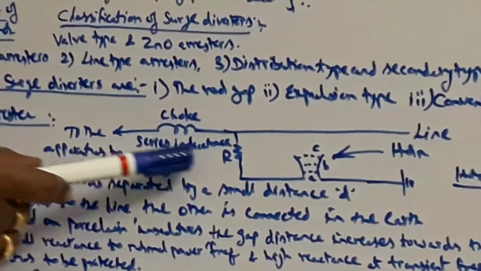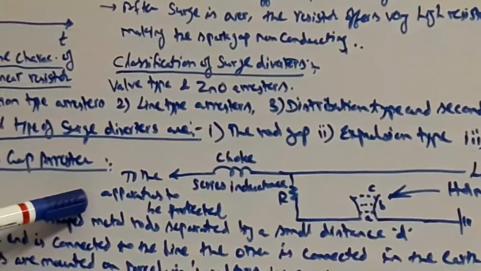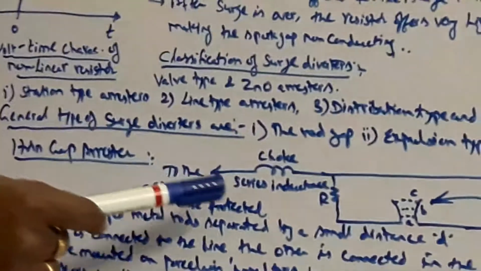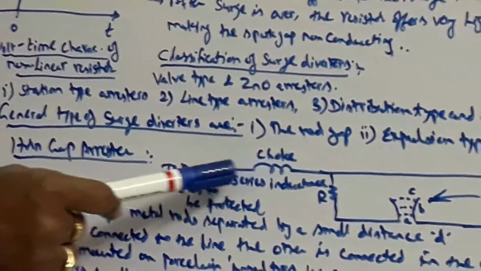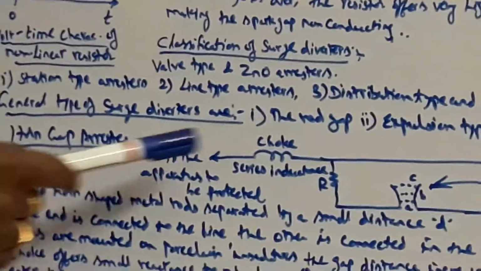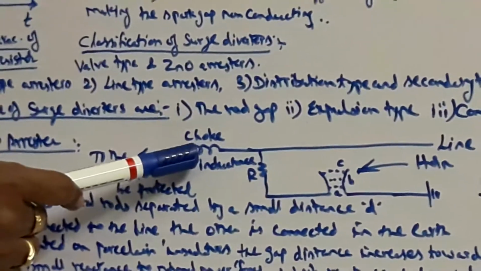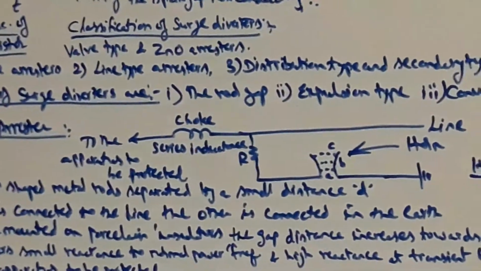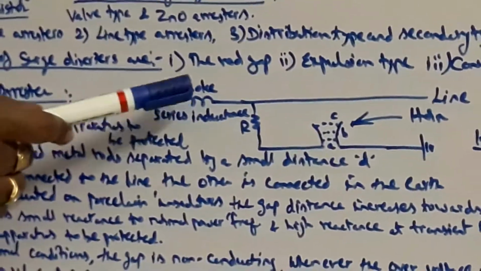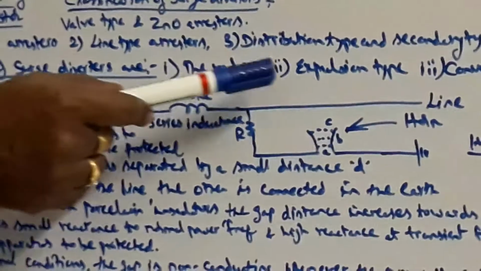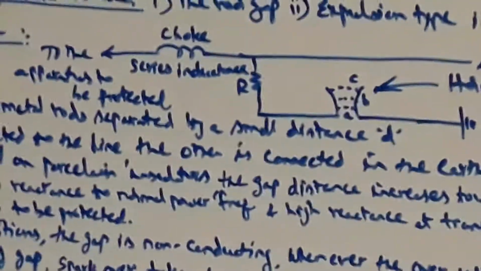The horn gap consists of a resistance R and a series inductance that is connected to the apparatus to be protected on the line. Now the choke will provide a small reactance to the normal current passing through it under normal working conditions, but it will offer very high reactance to the transient currents, the currents of transient frequency. So the choke will prevent any transients from entering the apparatus. That is the purpose of using the series inductance in the line.